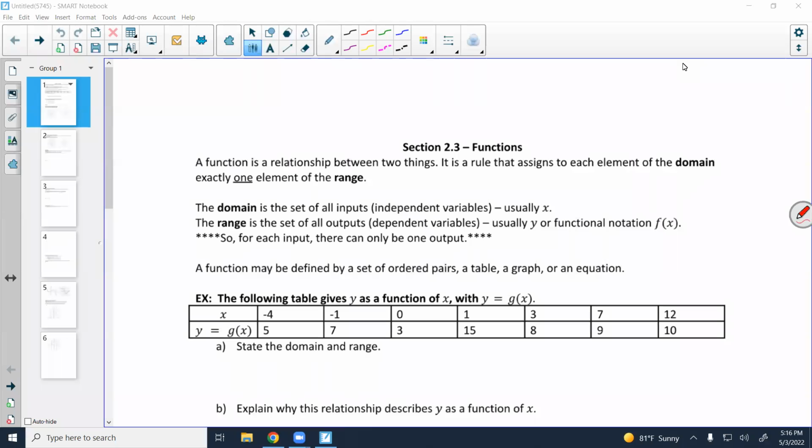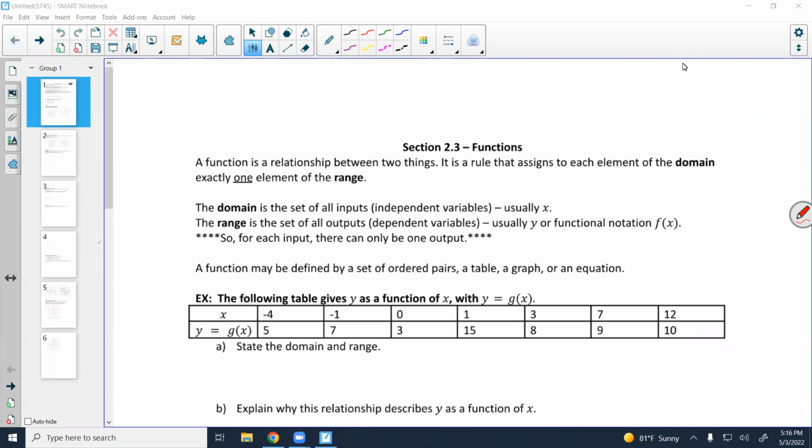Okay, today we're going to look at section 2.3. We're going to talk about functions. A function is a relationship between two things. It's a rule that assigns to each element of the domain exactly one element of the range.